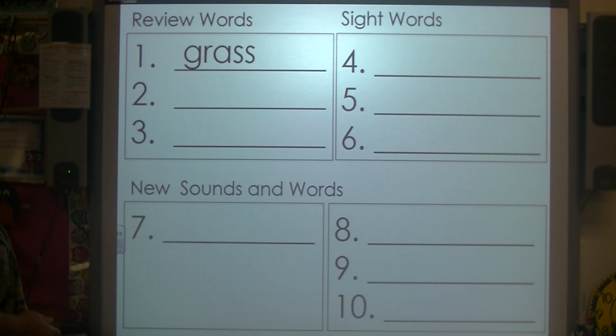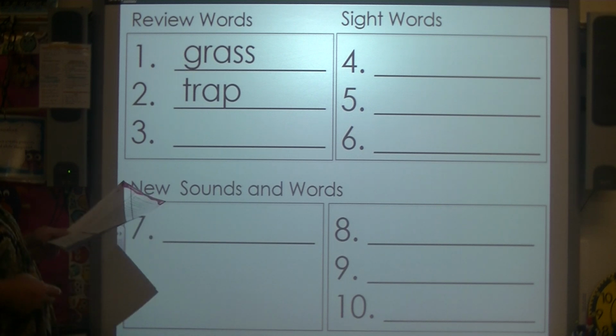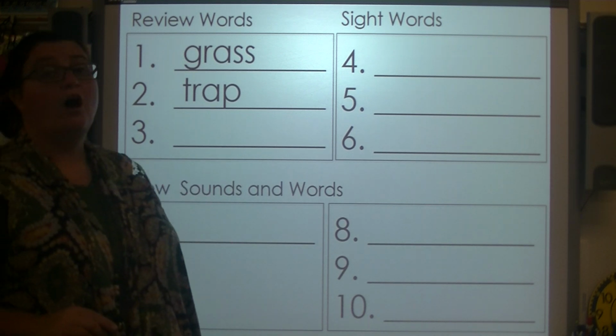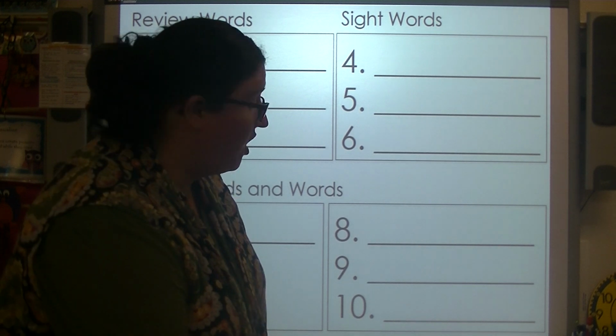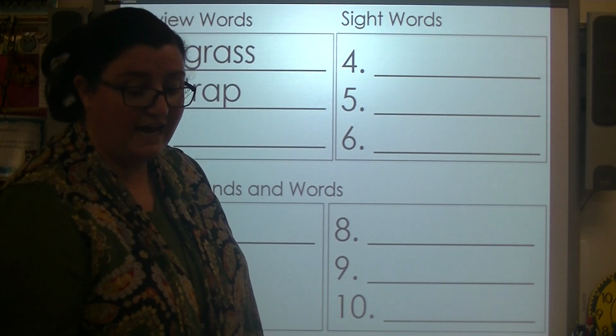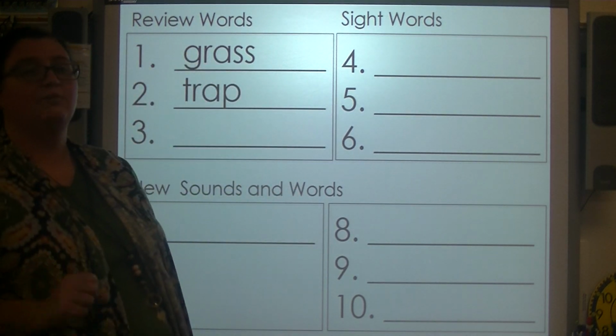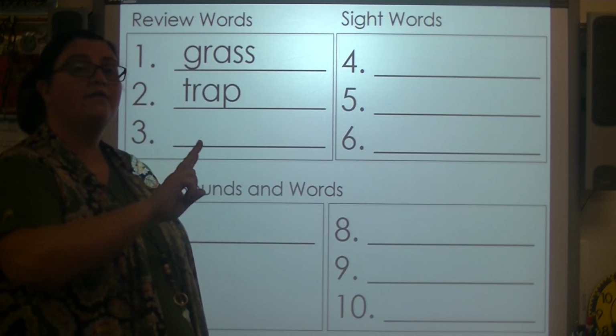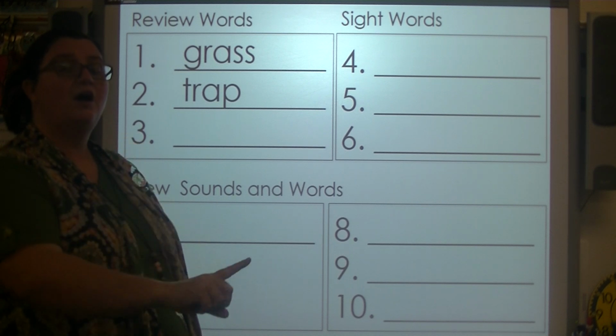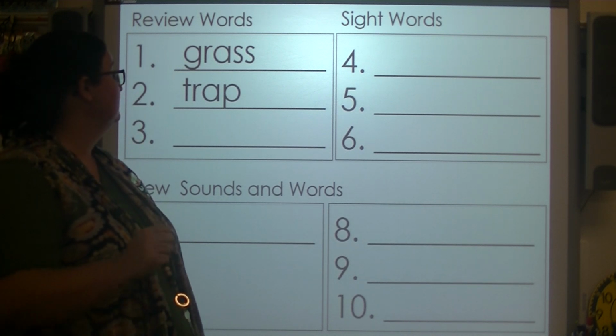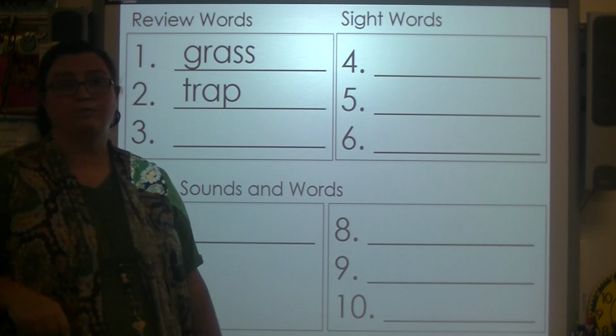Let's check your work. Trap. T-R-A-P. What word? Trap. Number 3. Off. Please turn that light off. Tell me the sound you hear in off. Get ready. Off. Again. Off. Spell off on number 3.